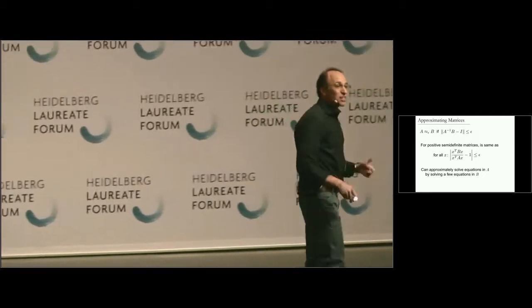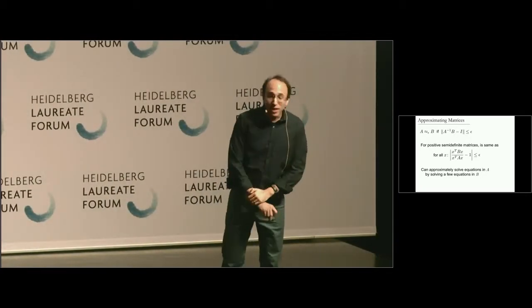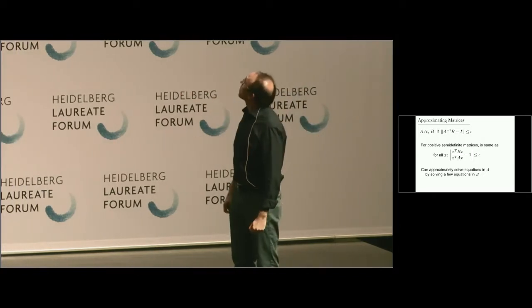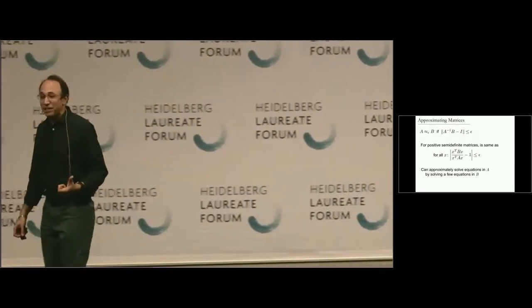I need to tell you what does it mean to approximate one matrix by another, or what is a sufficient approximation for our purposes today. So I will say that one positive semi-definite matrix, I'll really care about those, A will be an epsilon approximation of a matrix B if A inverse B is very close to the identity. In my case, I want to say the norm of A inverse B minus the identity is at most epsilon. That's one way of defining it.